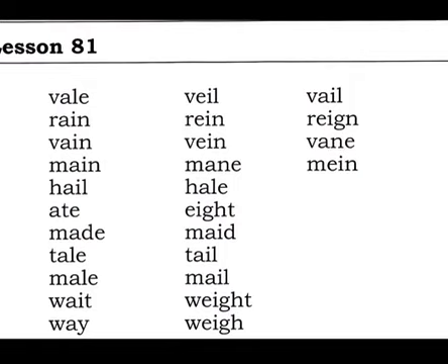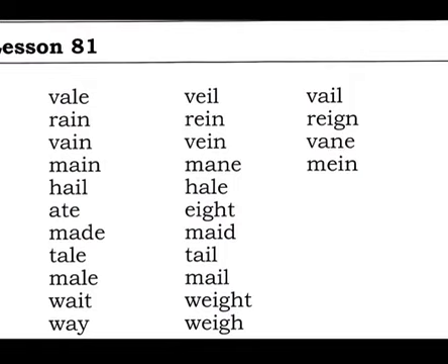R-A-I-N is the rain that falls from heaven. R-E-I-N is what you use to control the behavior of a horse. R-E-I-G-N is the reign or the rule of a sovereign, like Queen Elizabeth's reign, etc.